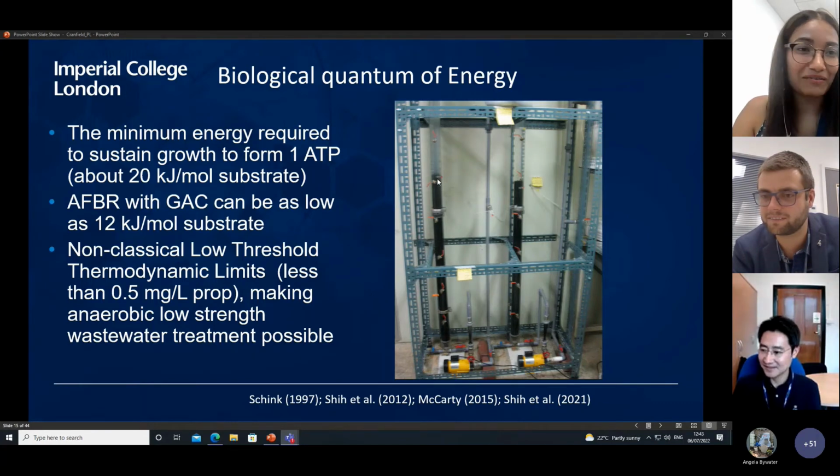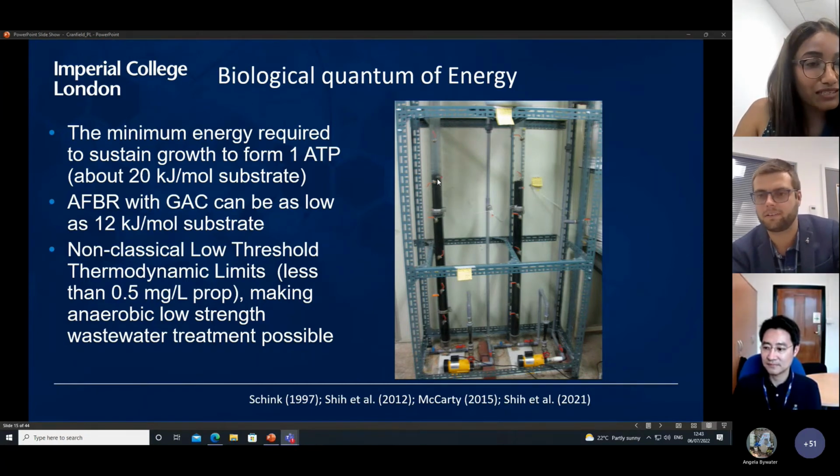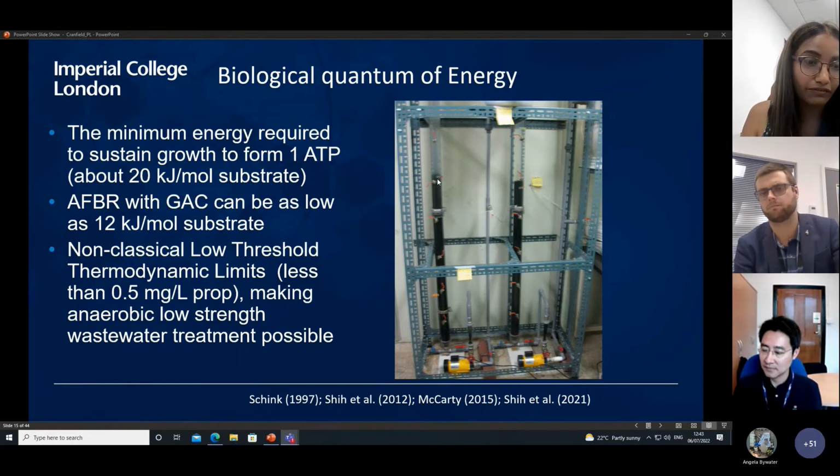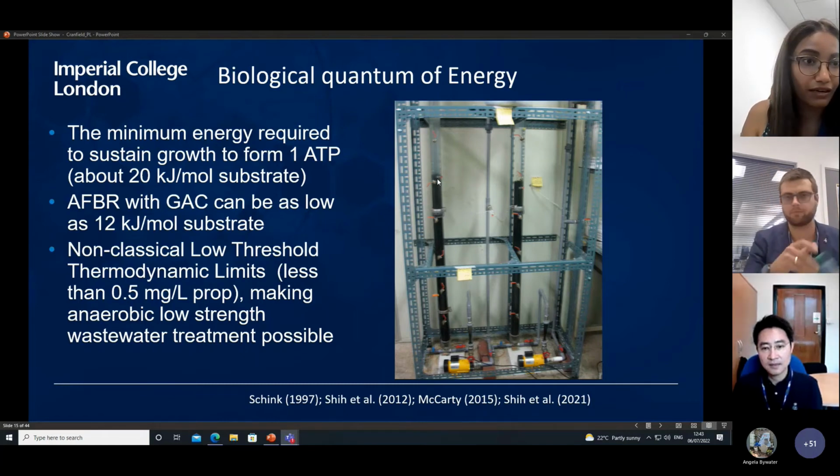Yes. Hi, I'm Suniti. I'm a postdoc at Cranfield University. That was a great presentation on a very interesting topic. I was curious about your GAC, because there are so many different kinds of GAC, even from commercial manufacturers like Norit. Was it a certain kind of GAC that you used, with respect to pore size, surface area?